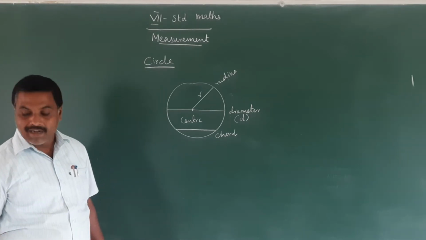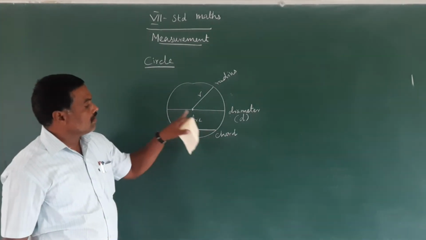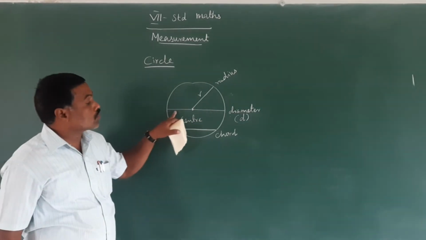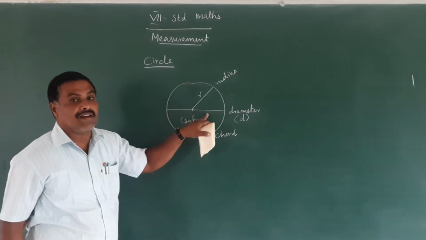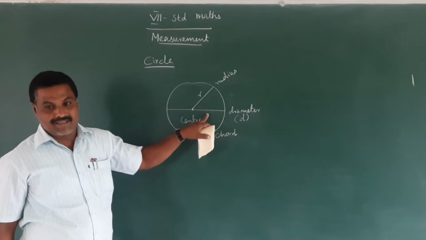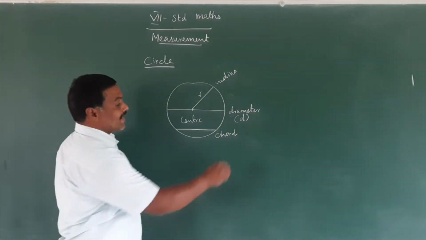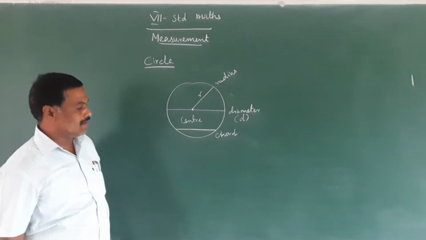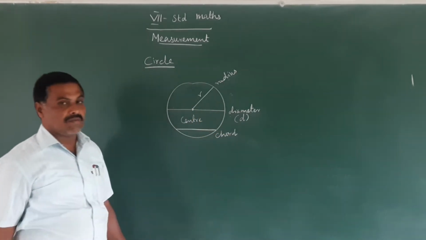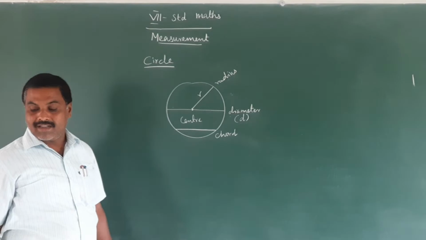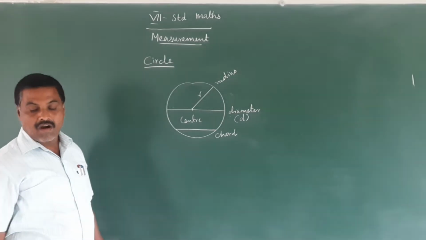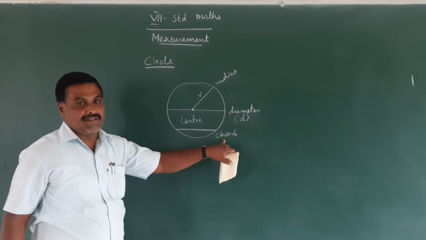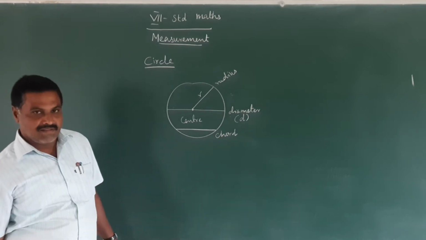The chord that passes through the center of the circle is called a diameter. Now chord means a line segment whose endpoints are on the circle. That is called a chord.